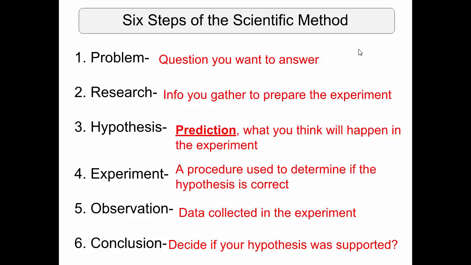And those are the steps of the scientific method: problem, research, hypothesis, experiment, observation, conclusion. And so you'll have to know the steps, you'll have to know a little bit about them, and you're going to have to apply them to some actual experiments. And that's what we'll do next.